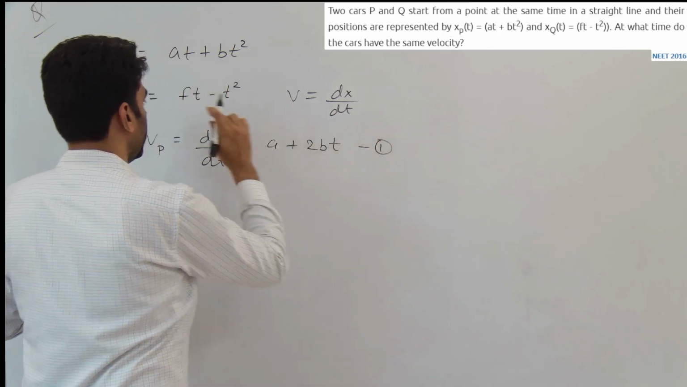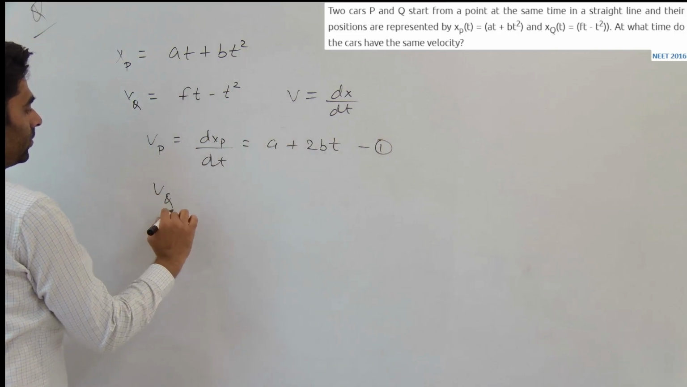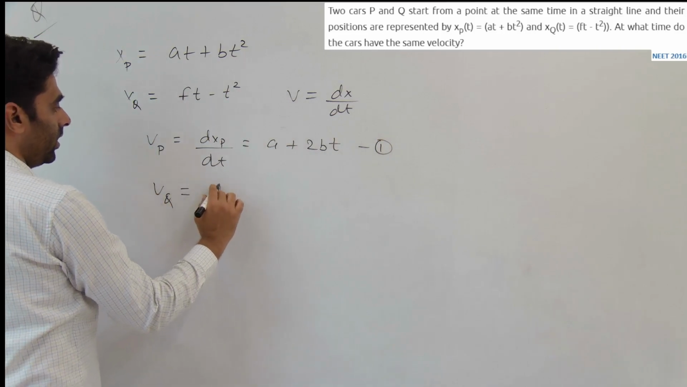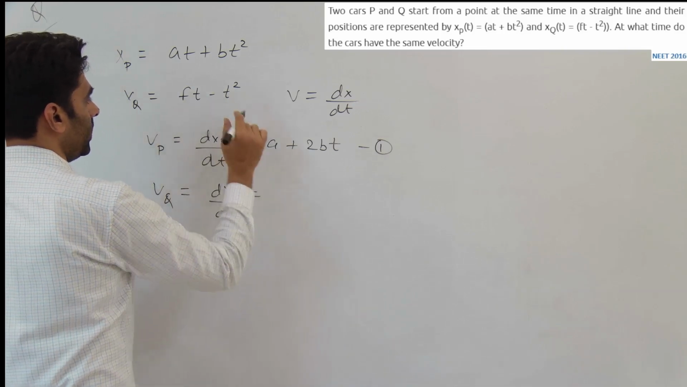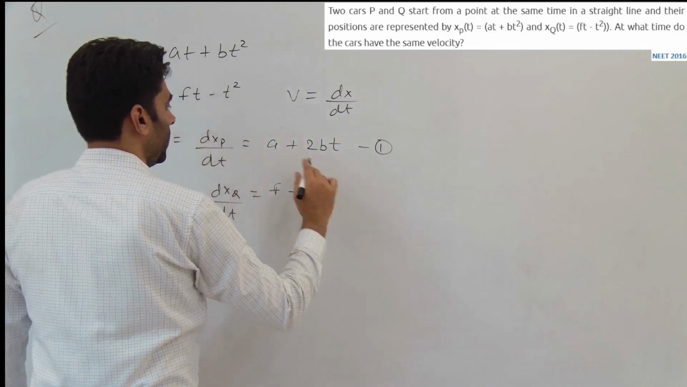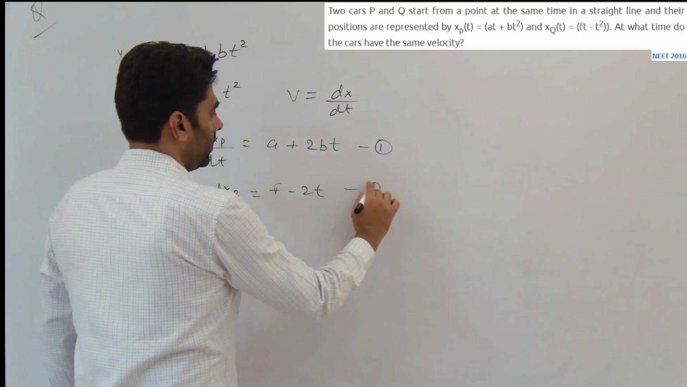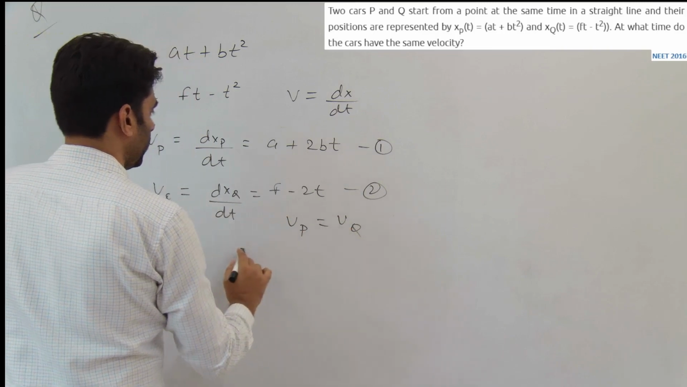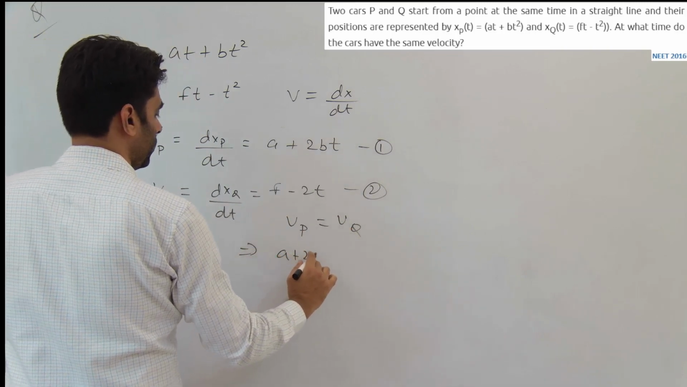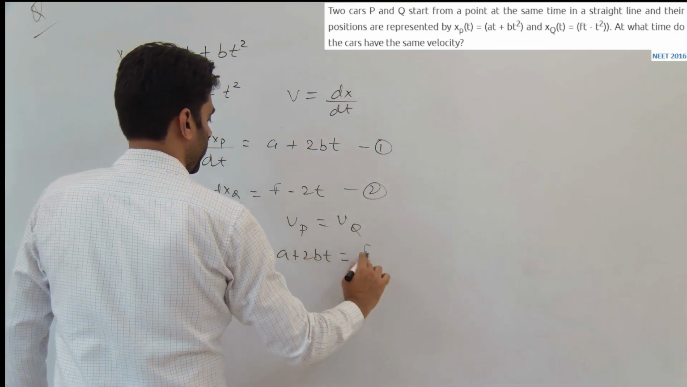Next, the velocity of Q, this will be dxq/dt, which comes out to be f − 2t. When is the velocity of P and Q the same? So velocity of P equals velocity of Q. When we equate them, a + 2bt = f − 2t.